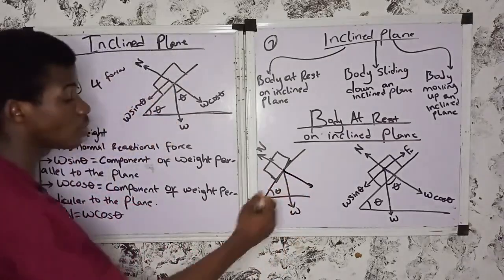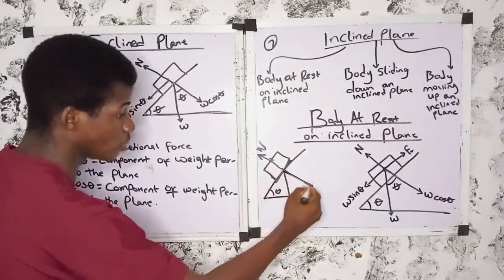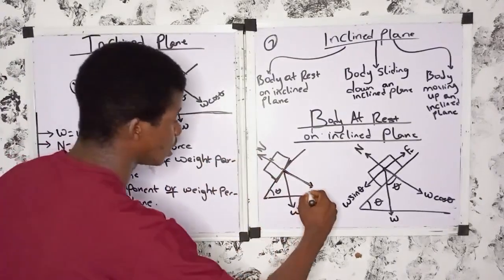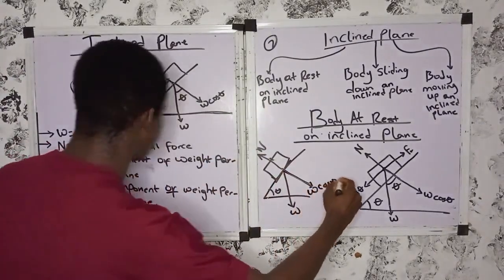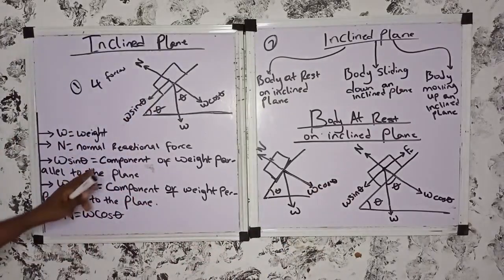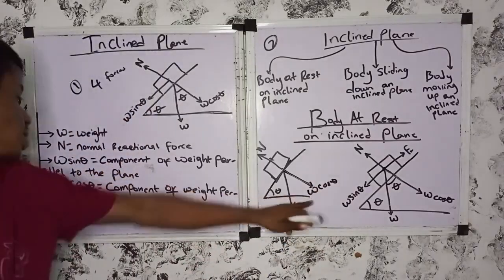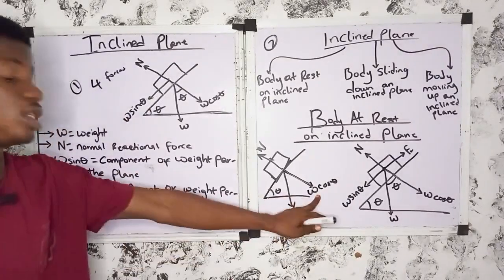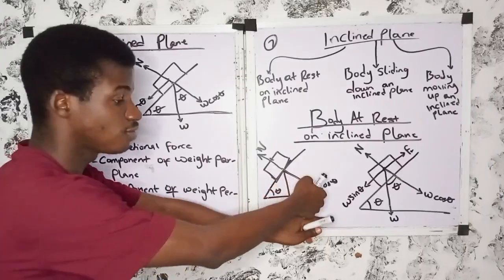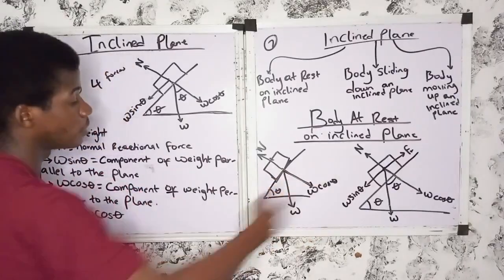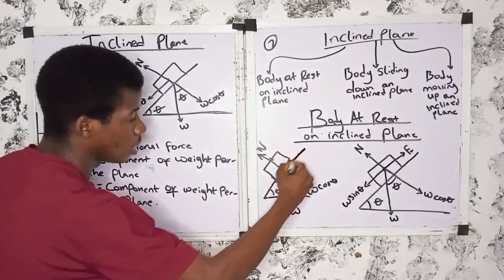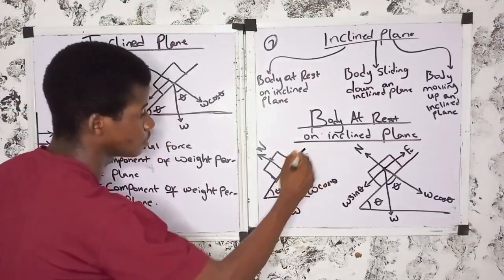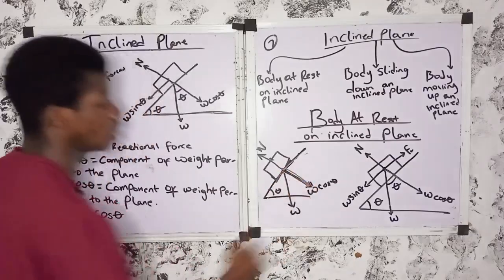We have another force. When we resolve the weight into two components, we have two other forces. This one is known as the component of weight perpendicular to the plane. Okay, so this force is known as the weight component. This force is known as what? The weight component perpendicular to the plane.